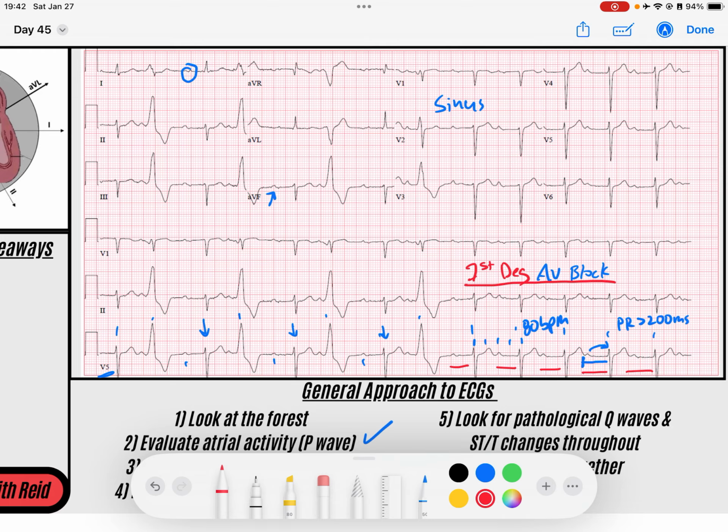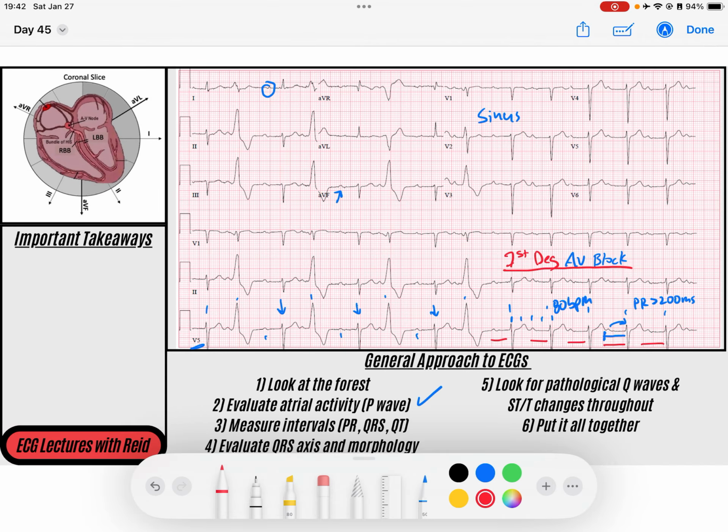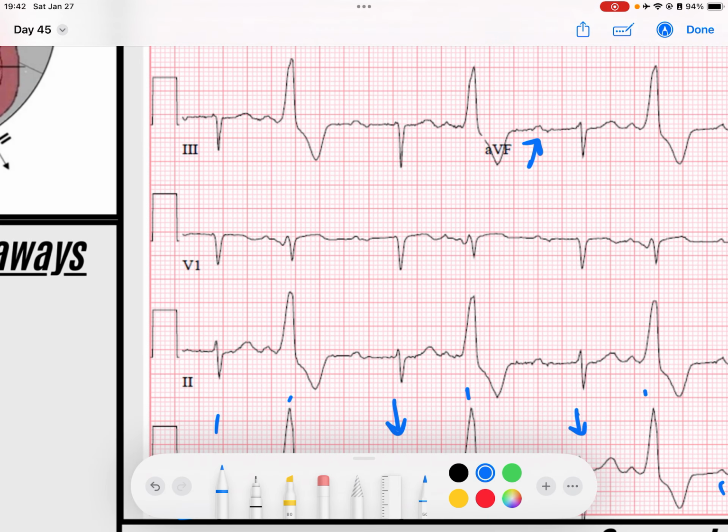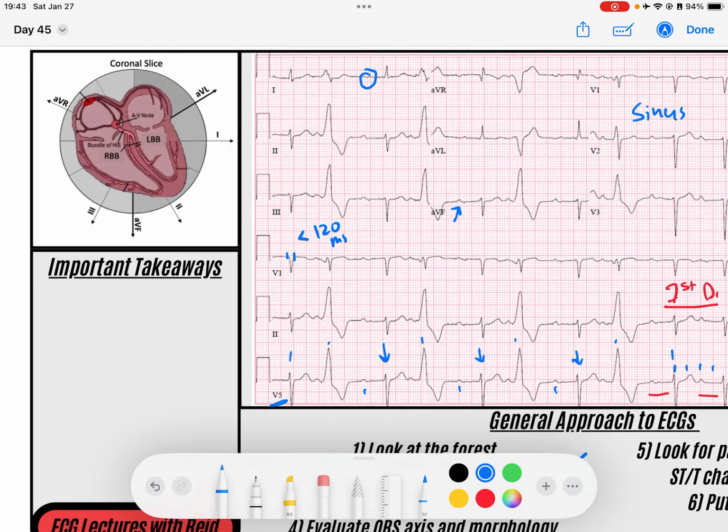The next thing we're going to do, measuring the rest of our intervals, is look at our QRS interval, the duration of our QRS, and we did say that was narrow. If I zoom in on a QRS, maybe here in V1 on our narrow QRSs, I see that the QRS is less than 120 milliseconds, and so that's a narrow QRS.